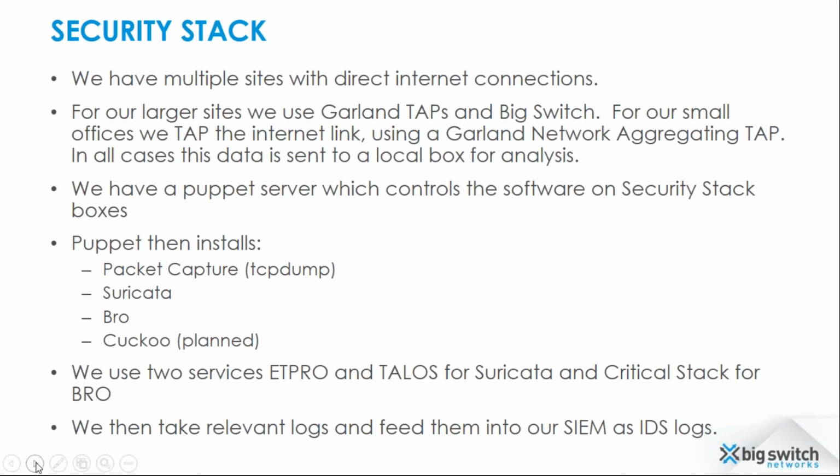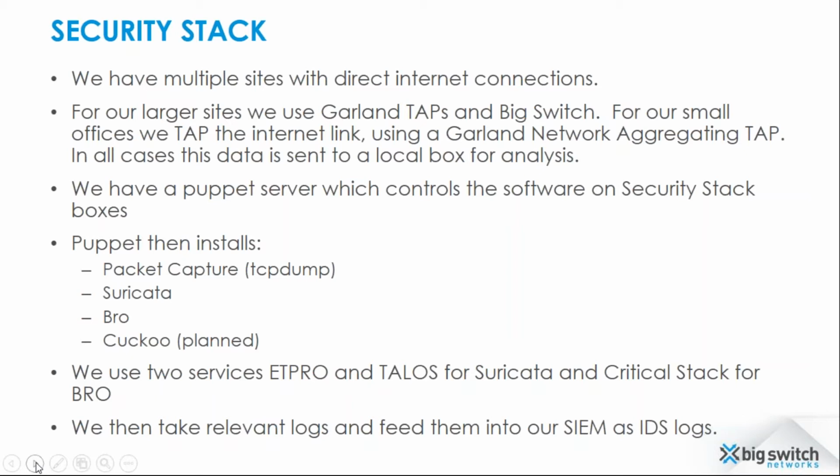And so there's, of course, any number of vendors who are more than happy to sell me more and more of their boxes to be able to go to the various large sites. So for our larger sites, what we utilize is the Garland taps and the Big Switch, and there are 2 of those sites. And then for our smaller sites, we just utilize the Garland tap aggregation network. But in all cases, the box is sent locally for analytics.